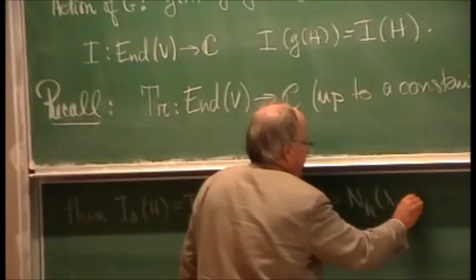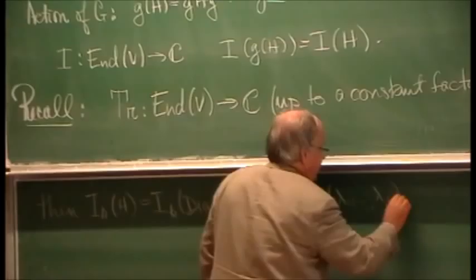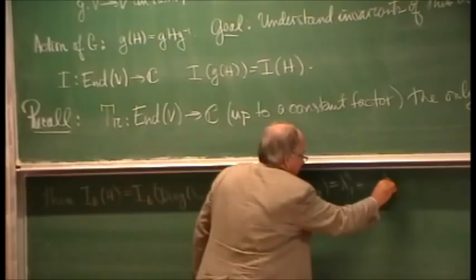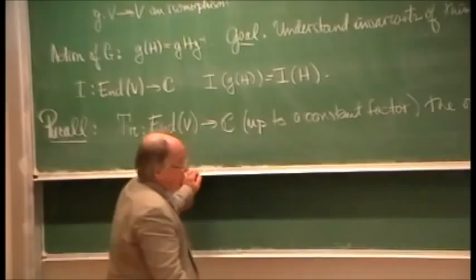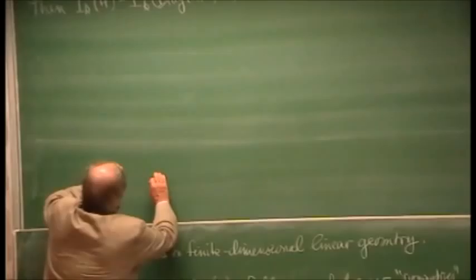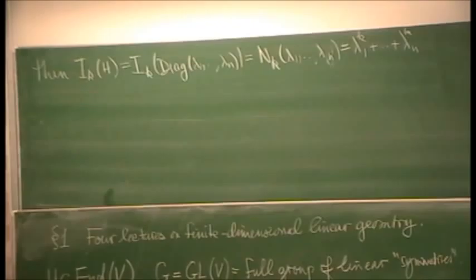This is just a word, kth Newton polynomial, which is just the sum of the kth powers of the diagonal terms. The Newton polynomials appear, therefore, in a very natural way in this context. Let me comment on the notion of diagonalizability before going further.